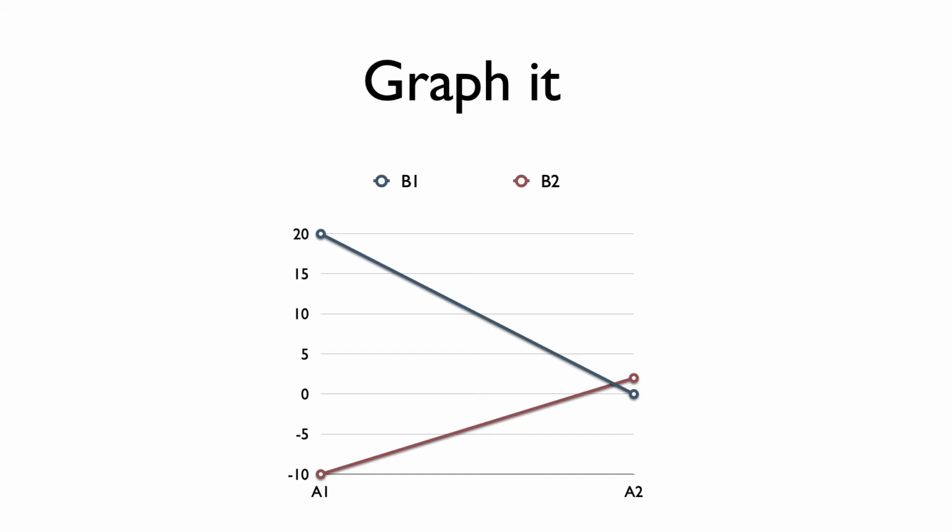But if we've got 20, so we've got to just change the scale here. 20, we've got 10, and then negative 10. So for B1 we got 20, 0. Here's B1. And for B2 we got negative 10 and 2. I think those lines cross. Those aren't parallel. So we have an interaction. And we have an effect of A and an effect of B. We've got all the possible effects.